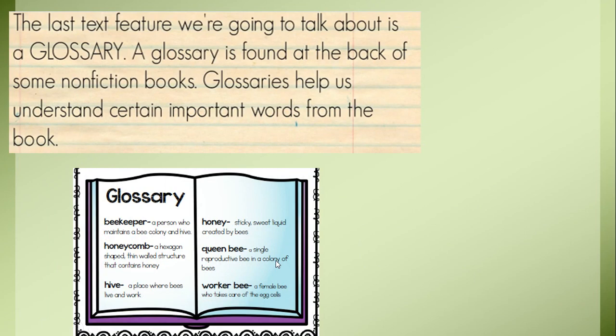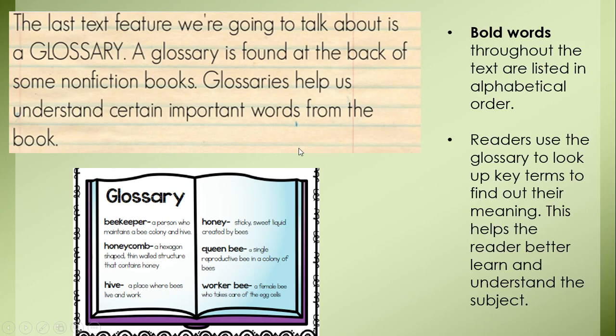The last text feature we're going to talk about is a glossary. A glossary is found at the back of some nonfiction books. Glossaries help us understand certain important words from the book. Bold words throughout the text are listed in alphabetical order. Readers use the glossary to look up key terms to find out their meaning. This helps the reader better learn and understand the subject. If I did not know the meaning of the bolded word hive, I could flip to the glossary towards the end of the book. Hive means a place where bees live and work.